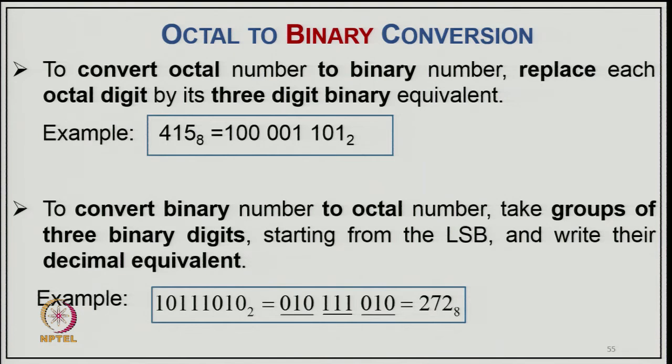To convert a binary number into an octal number, take groups of 3 binary digits starting from the least significant, and add the decimal equivalent. So, we have groups of 3: the first 3, second 3, third 3. This group becomes 2 in octal, this becomes 7 in octal, and this becomes 2 in octal, so it becomes 272 in octal. You can see that this requires far fewer digits compared to 8 or 9 bits in the binary number; here only 3 digits are required.